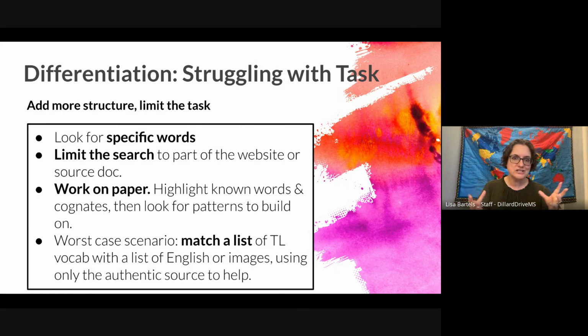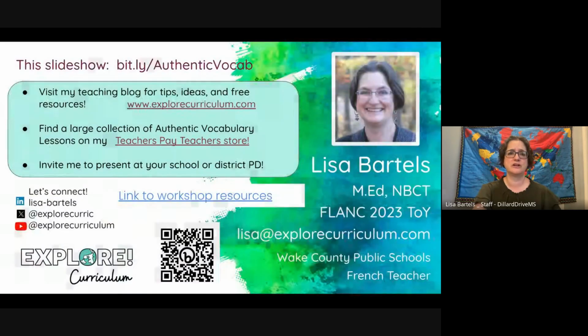In the worst case scenario, if you've got a student who maybe is on an IEP or really struggles with your class, prepare ahead of time, give them a list of the target language vocabulary and a list of English words or English images, and they just use the website to match them. That's a good way to structure it. You can prepare that ahead of time, or if a kid is really struggling, I'll actually just write it out for them. I'll just write them a list of, here's 8 target language words, here's 8 English words, see if you can match them up using this document. So those are some ways to differentiate.